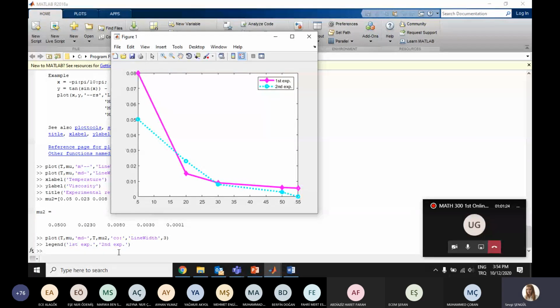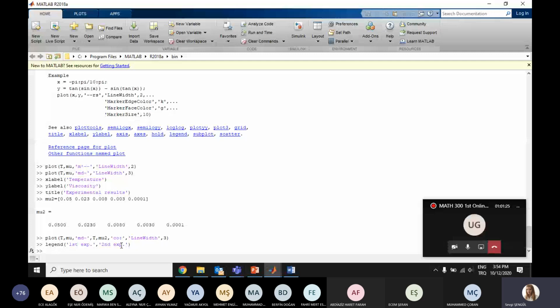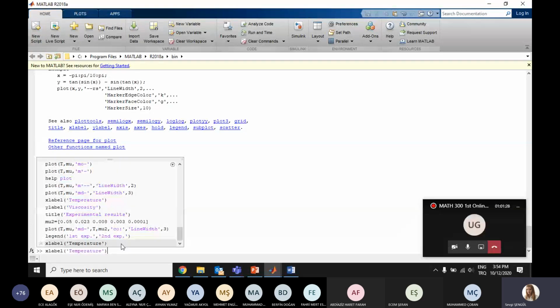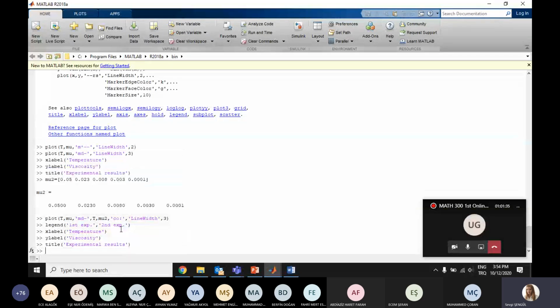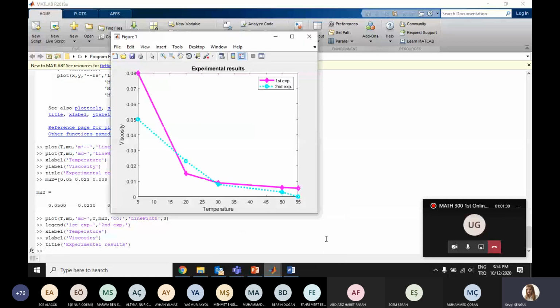And since I did not define X label, Y label, you can define it again here. Viscosity, I don't know. Let's make it the whole title. And that's it, I think. See, X label, Y label, title, legend, and my plots are here. Okay.